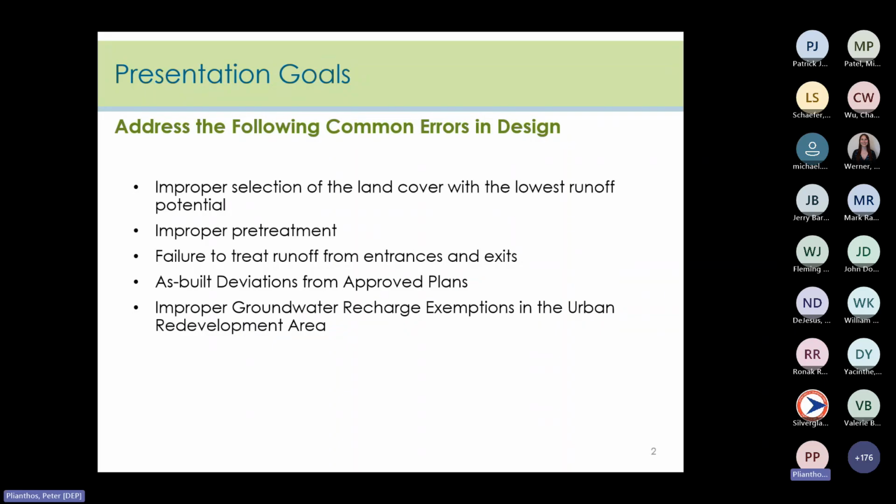The goal of this presentation is to provide an overview of common errors we see in designs throughout our reviews. These include not using the land cover with the lowest runoff potential, improper pretreatment, not capturing runoff from entrances and exits, post-approval plan changes, and misapplication of the groundwater recharge exemption in the urban redevelopment area.